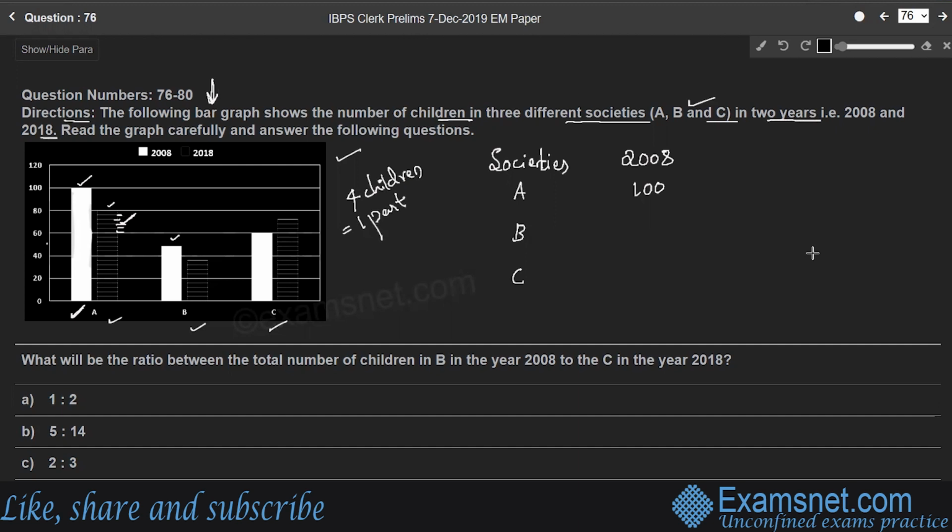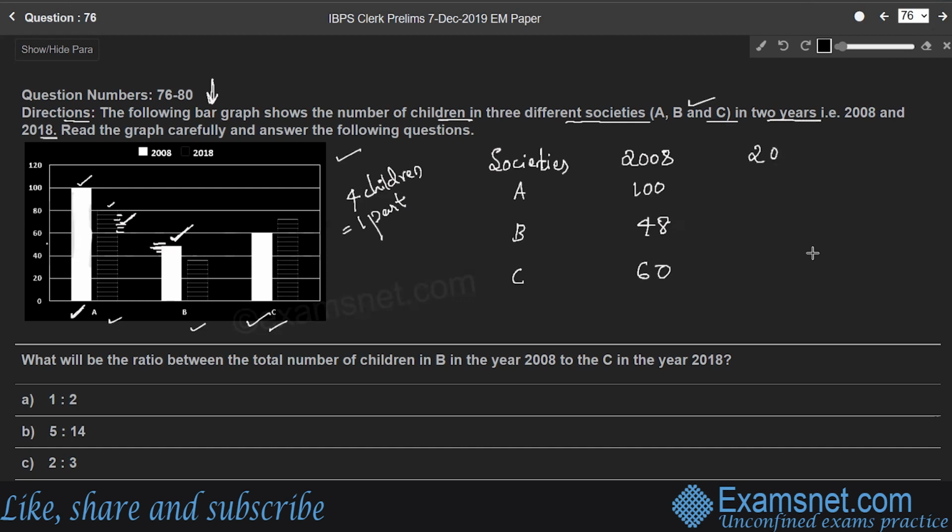Look at 2008 Society B. Here, this is 2 parts, so first part and second part. Third part is somewhere here in the middle. So there are 48 children in Society B in 2008. In 2008, in Society C, there are 60 children.